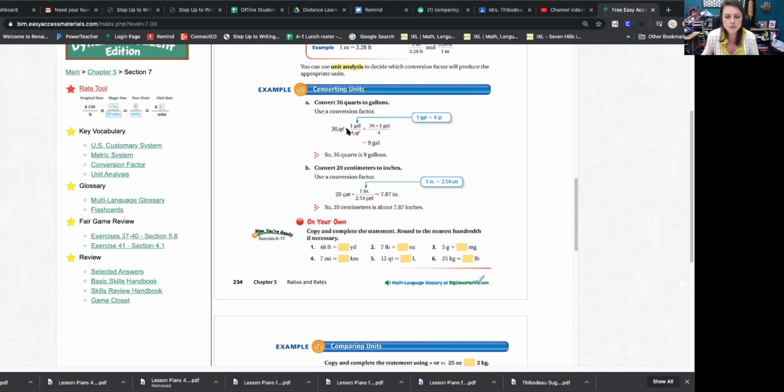And the reason is because we want to cross them out and be left with our gallons. So this is the same as 36 quarts over 1 times 1 gallon over 4 quarts. Cross out your quarts. Now you're left with 36 times 1, which is 36, and 1 times 4, which is 4. And 36 over 4 is an improper fraction, which reduces to 9 gallons.